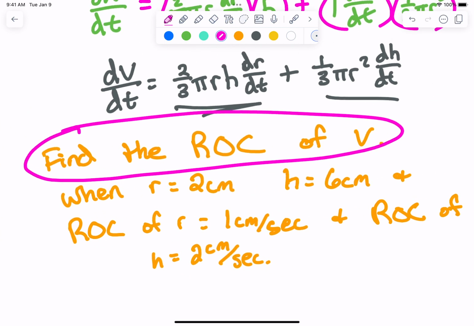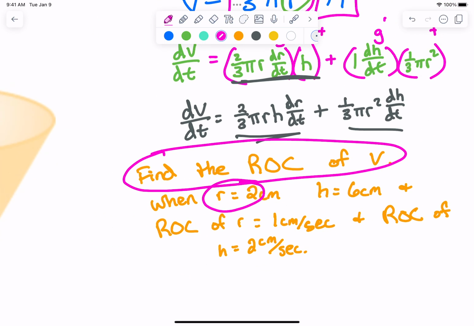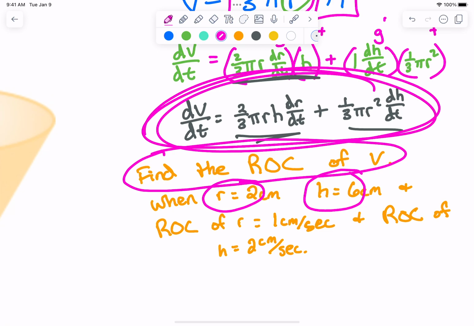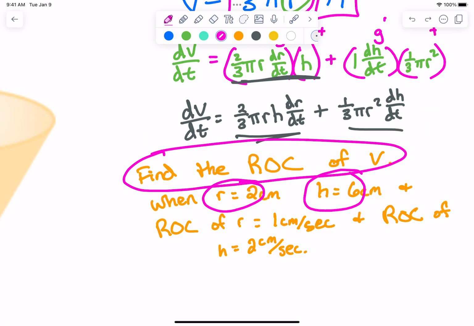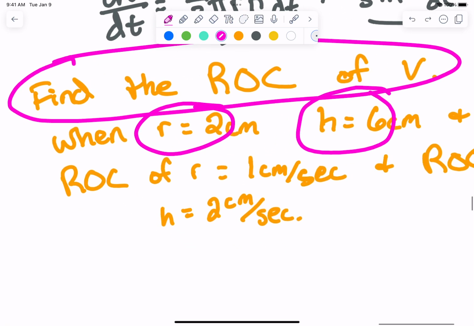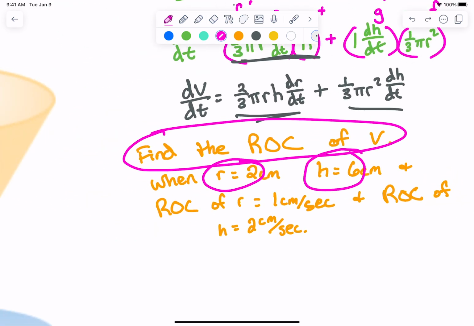When it says when r equals 2, that means we're plugging 2 in for r. When h equals 6, that means we're plugging 6 in for h. What is the rate of change of r? What piece up here stands for the rate of change of the radius? dr dt. This is a fancy way of saying that dr dt is equal to 1, right? Then what's the rate of change of the height? That's dh dt. So they're saying dr dt is this, dh dt is this.